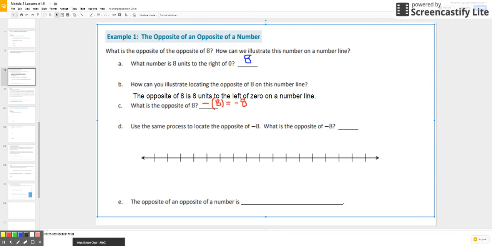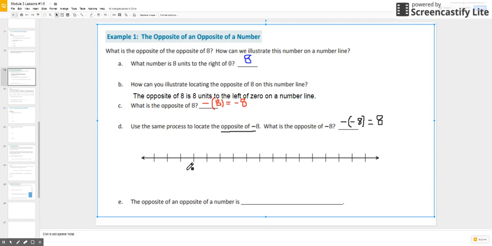All right, let's look at the next one, D, and illustrate what I mean a little more. It says use the same process to locate the opposite of negative 8. What is the opposite of negative 8? I like to use the equation form first. The opposite of negative 8 means the opposite of parentheses negative 8, which would be equal to, well, the opposite of a negative is a positive.